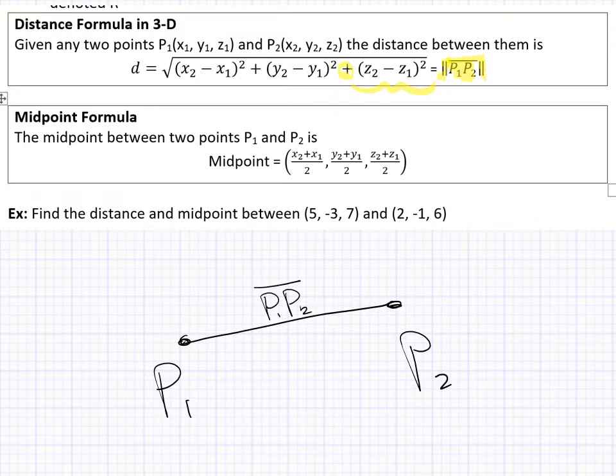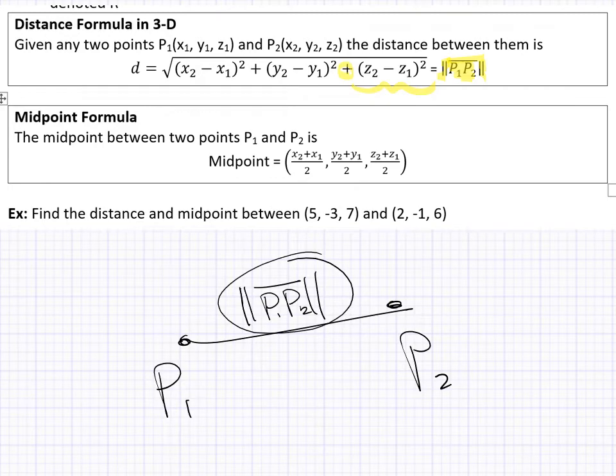And then if I'm finding the distance of that line segment, the notation of the double bar would tell me I'm finding that distance. And so again, the formula is really nothing new, just with a z component. Same thing happens with the midpoint formula. The midpoint formula, when you were in algebra class, would have just looked like this.